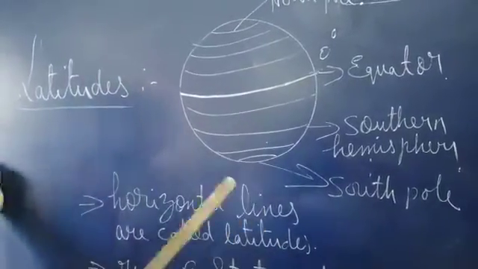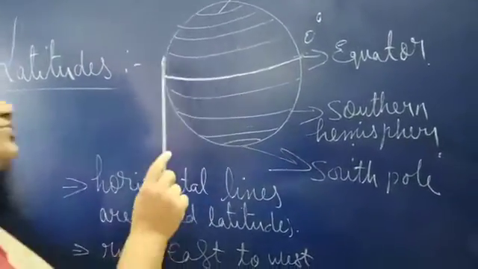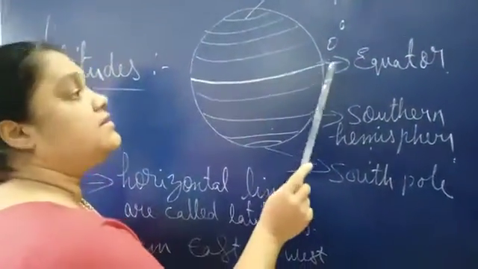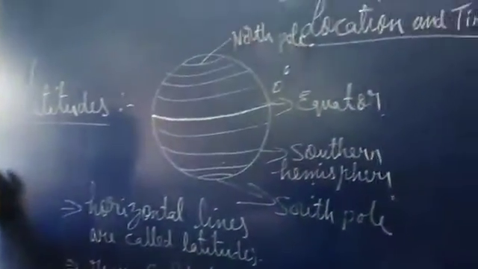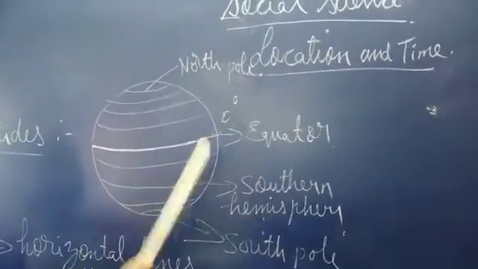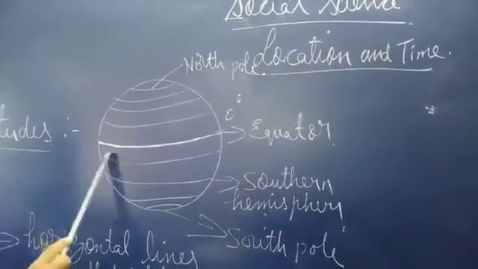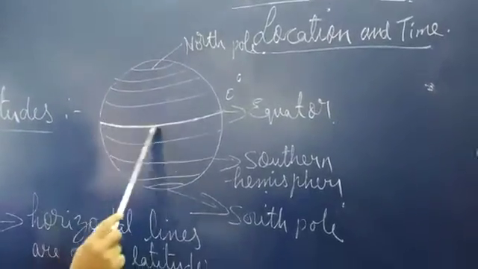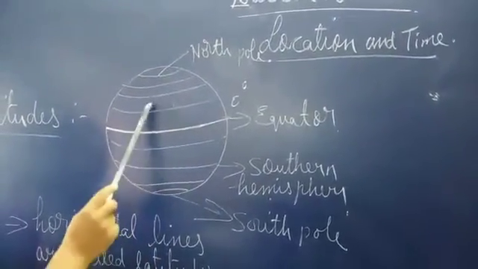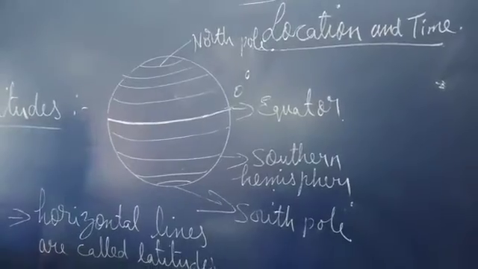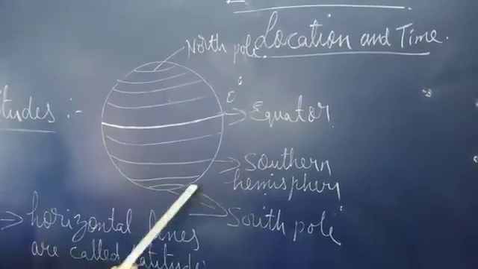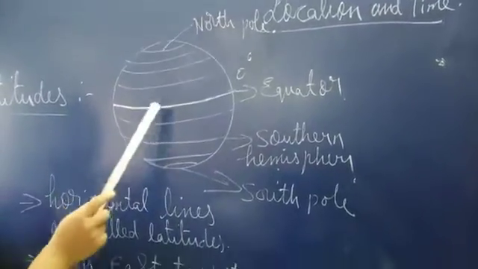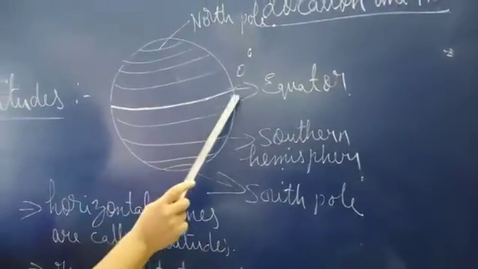Okay children, here we are going to see the middle latitude, that is the middle line. This is called the equator and it is at 0 degree. And there are many latitudes. You can see that this equator divides the earth into 2 parts. As you all know, the earth is spherical in shape and it is divided into 2 by this equator.